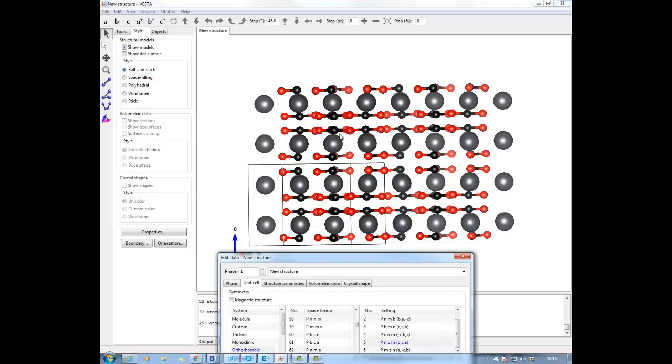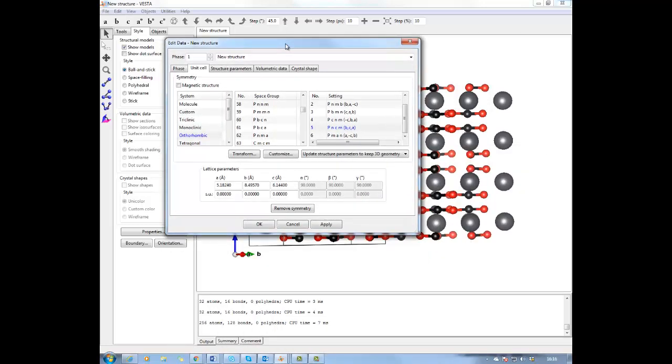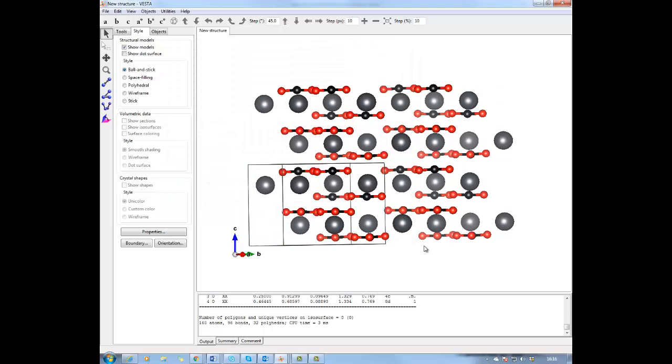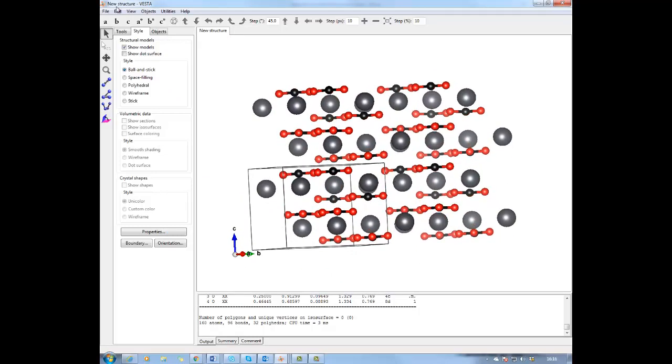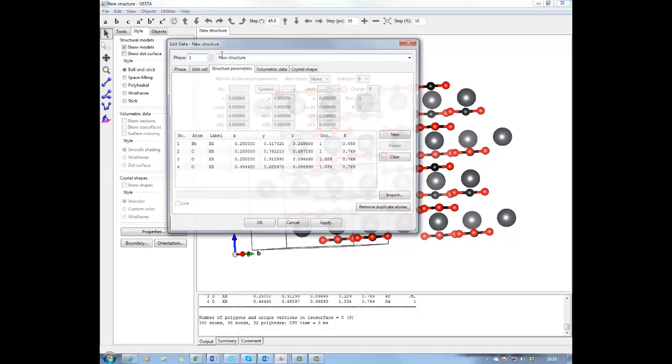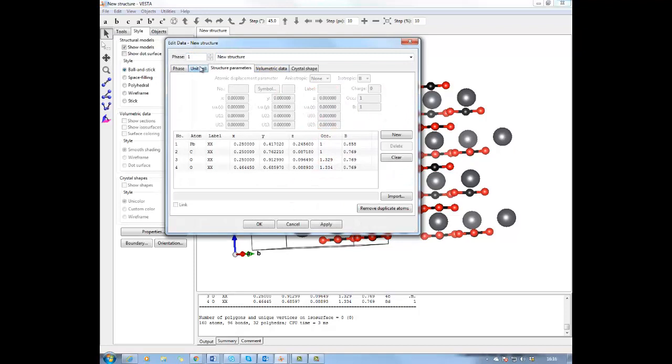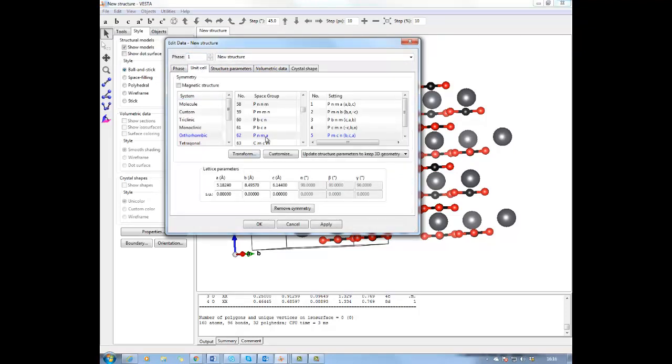Right, something was wrong with this. It looks like there's too many carbonates and they're very close to each other. So I've just had a look, and it's PNMA that is the right one, and then this was MCN, so I got that quite wrong. So if I apply that, say OK, right, now that looks a lot better. Right, so in other words, let's check that again. Edit data, structure parameters, unit cell, it is PNMA.